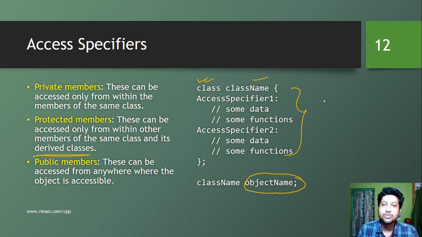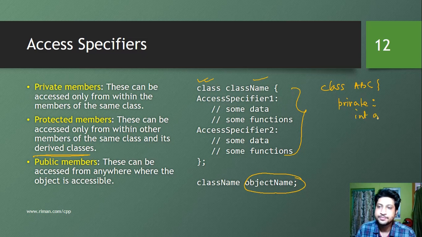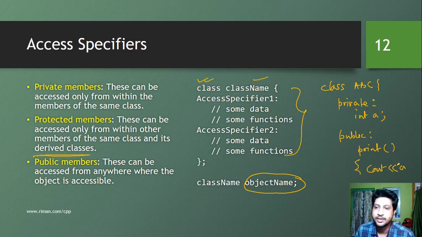So what will happen? We have to write, suppose for example, class ABC, private, and then a colon. This will specify that everything afterwards will be a private member. So suppose we have int a, and then you can specify public. This will specify that after this everything will be public. That means everything will be visible to the outside world. So suppose we print, cout, sorry.